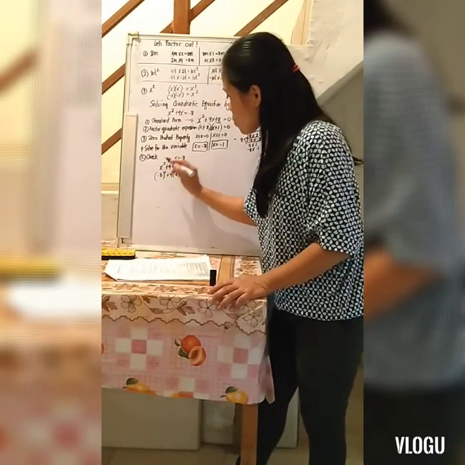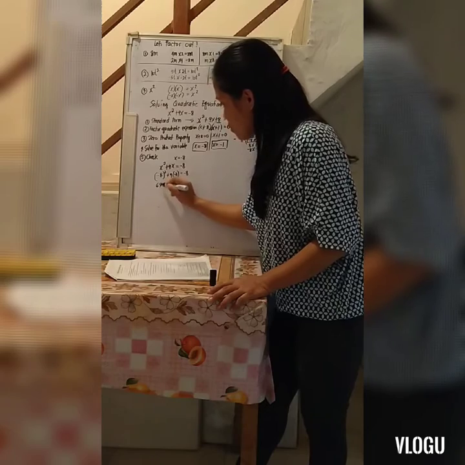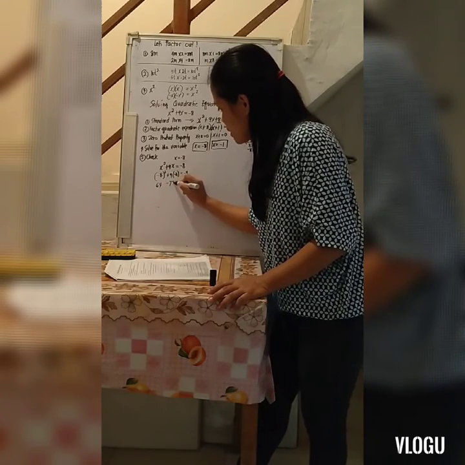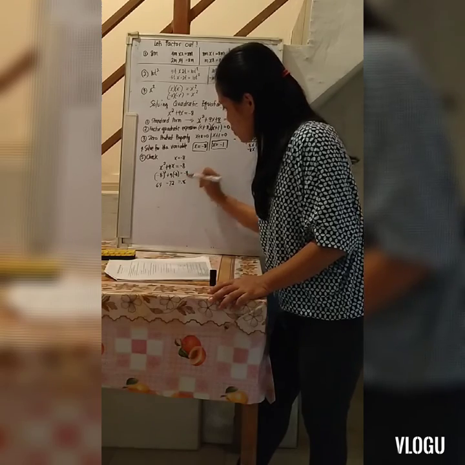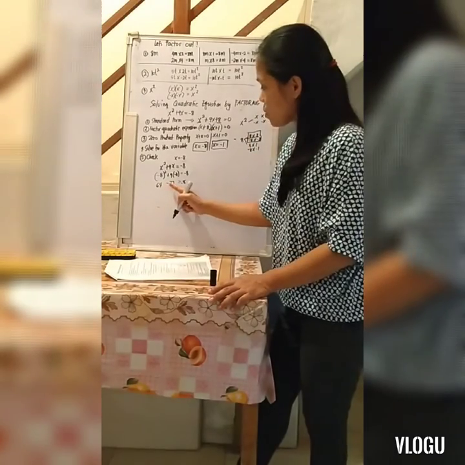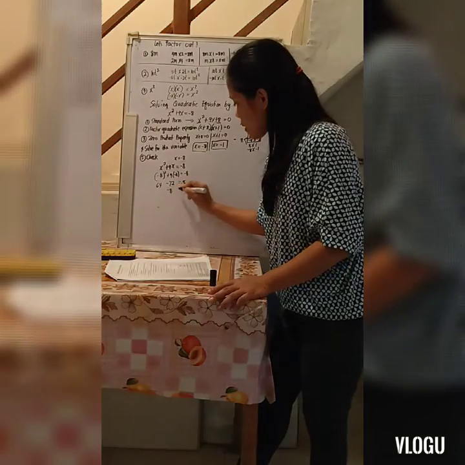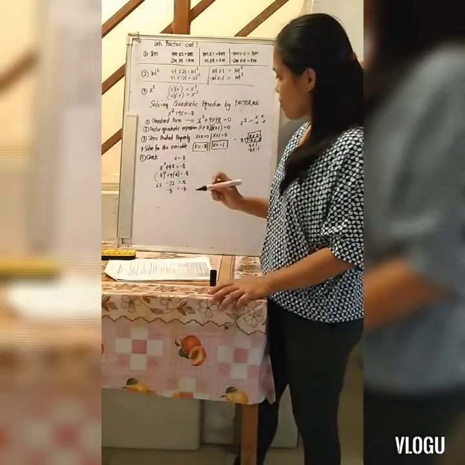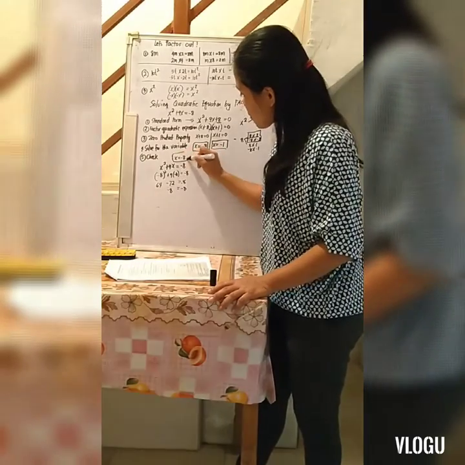So negative 8 squared, that is positive 64. 9 times negative 8, that is negative 72. Equal to negative 8. So 64 minus 72, that is negative 8. So negative 8 is really equal to negative 8. Therefore, this is the correct value.